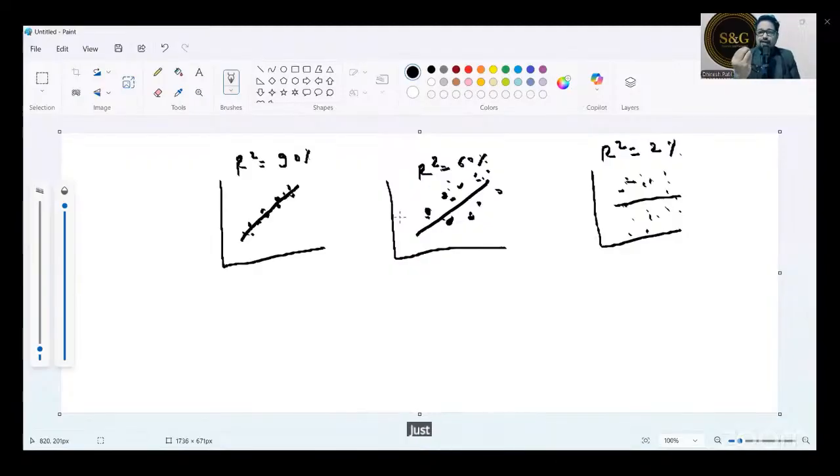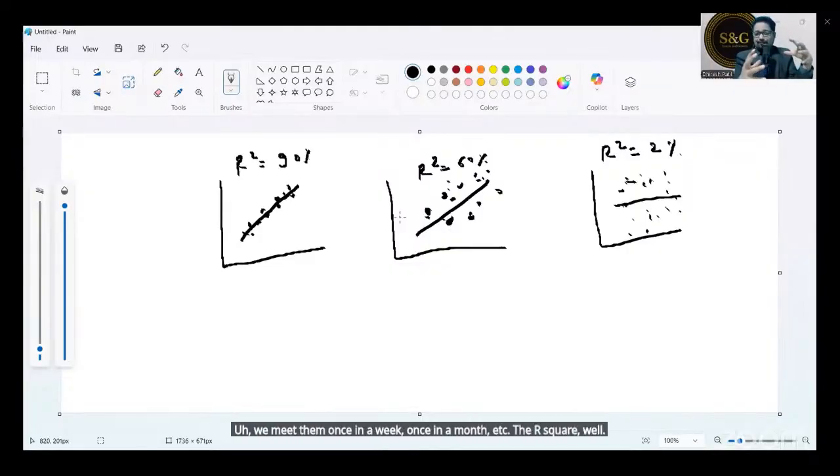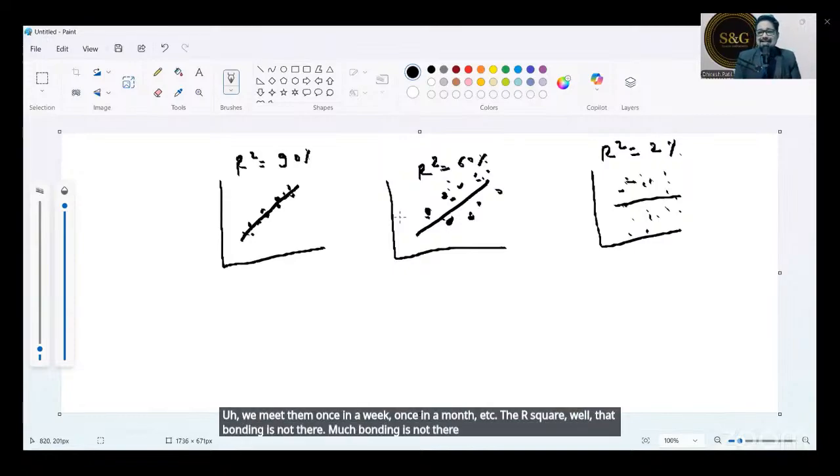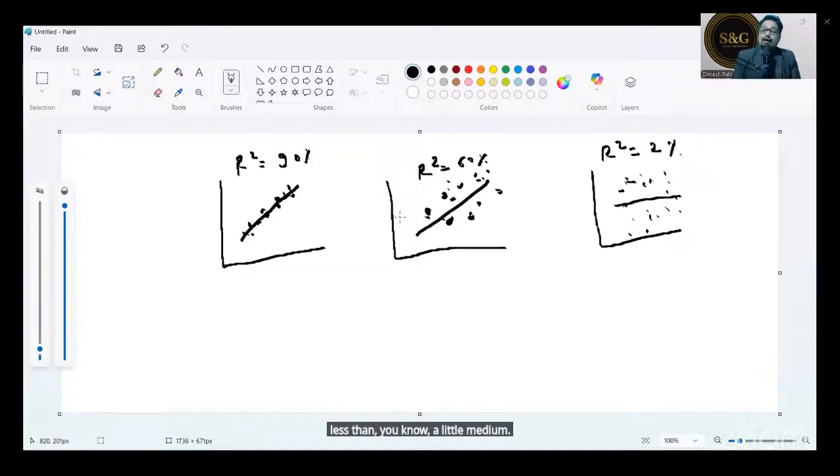Just like we have a few friends who are very close friends. If we draw that, it would be a very high R square value, very close friends. There are a few friends whom we meet once in a week, once in a month, etc. That bonding is not there, so R square is a little medium. If it is somebody whom you just know, there is not much connection, then the R square is very low. So that's the third option. So this is how the R square value is interpreted. R square also shows the strength of the relationship. This is also covered in our green belt level.